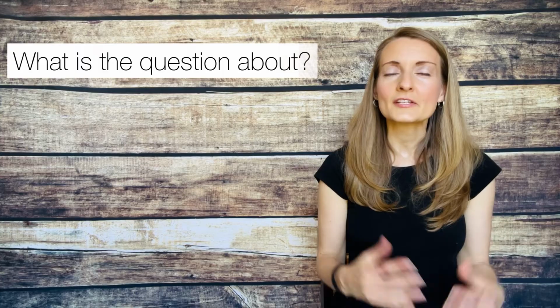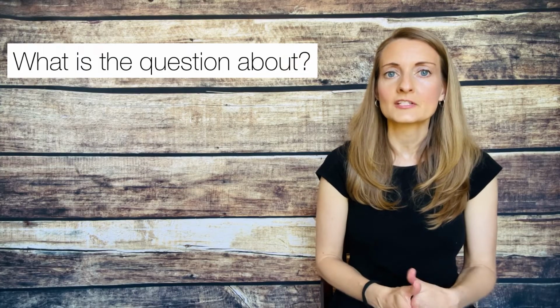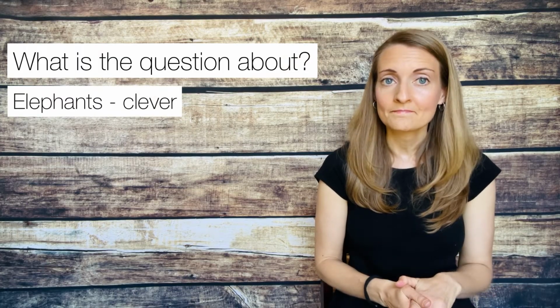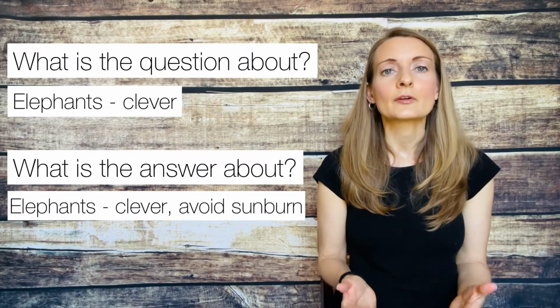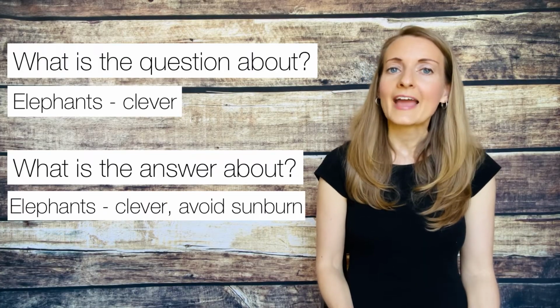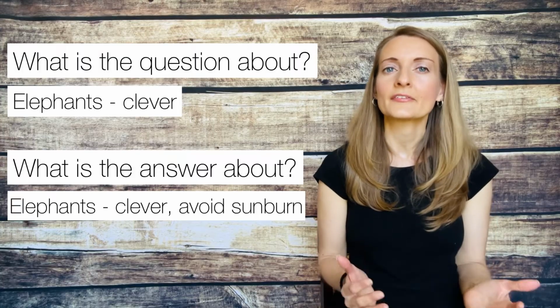This shows elephants are clever because they have good ideas to do something that is not easy, just like people do. Now, to figure out a good sum it up sentence, let's ask ourselves, what is the question about? Let's see, the question is about elephants being clever. And what is the answer about? It's about elephants being clever by avoiding sunburn. So the last sentence should say something about these ideas.